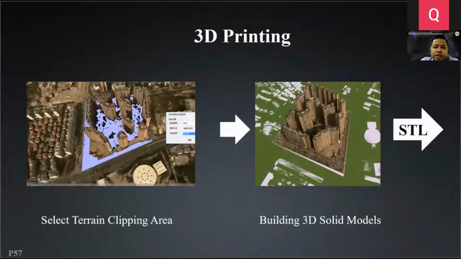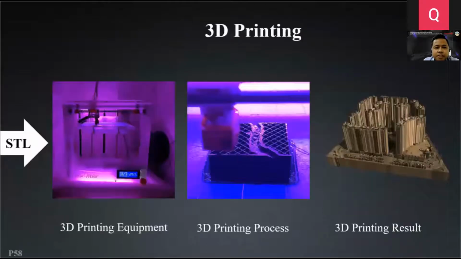Also, SuperMap supports the output to the STL file format, which is the file format used for 3D printing. This is how 3D printing works. First, it will load the STL format, and then we need to pass it to the 3D printing equipment, then the 3D printing process, and we get the 3D printing result.